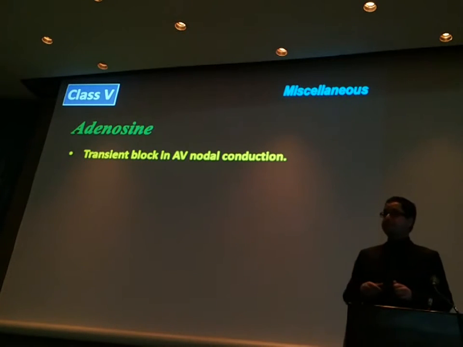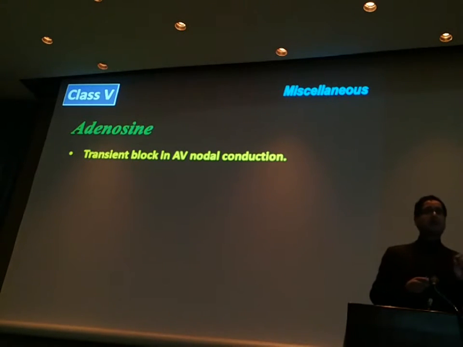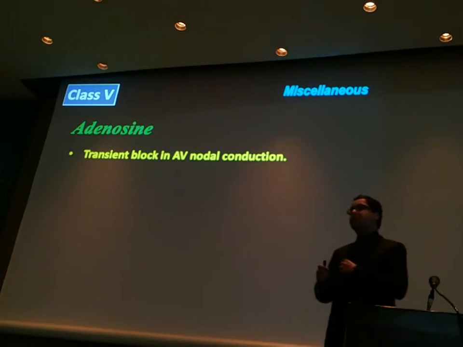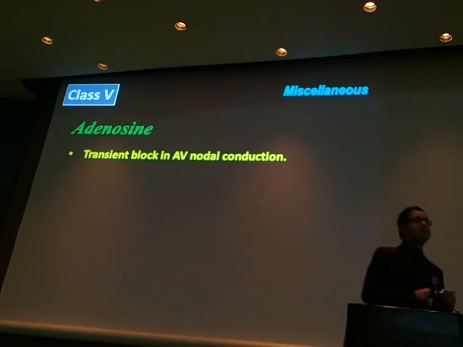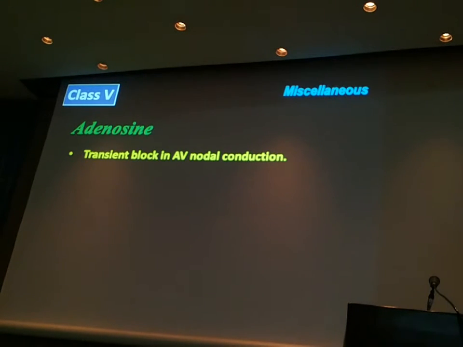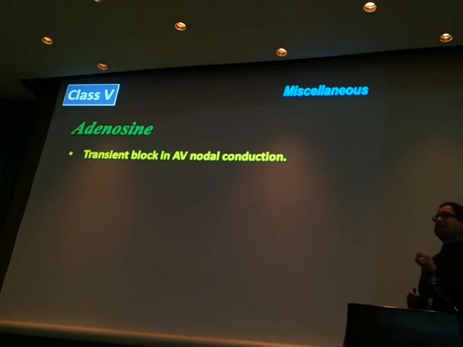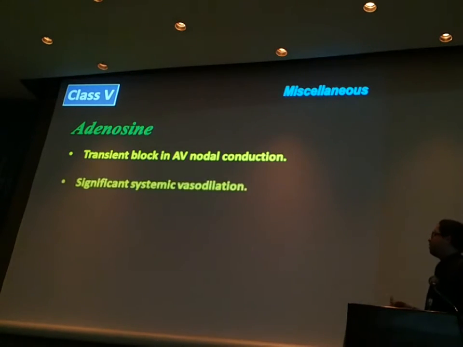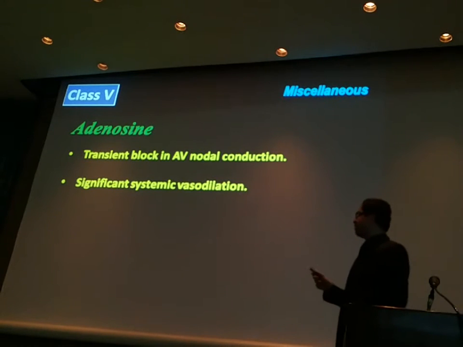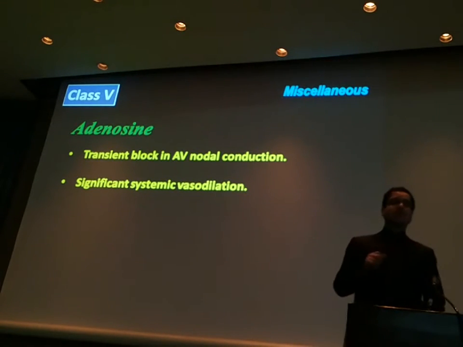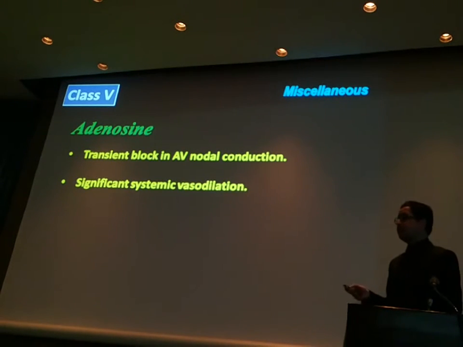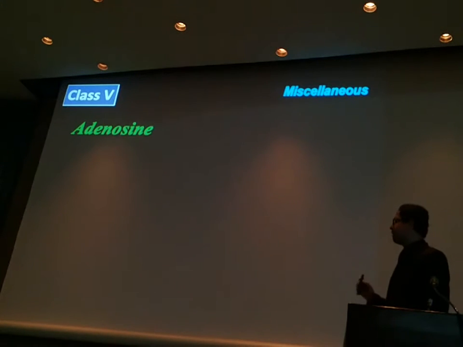Adenosine is a drug, and let's forget about the exact molecular mechanisms of the function, that produces a transient block in the AV nodal conduction. Okay? Something that's called in physiology a transient asystole. Because it produces such a transient block in the conduction. Now, together with that, it has a significant vasodilatory effect, particularly on the systemic arteries. Okay? Now, why is that helpful or useful in clinical practice against arrhythmias?